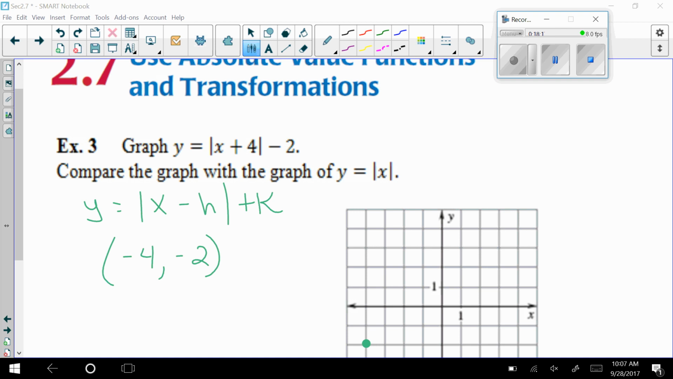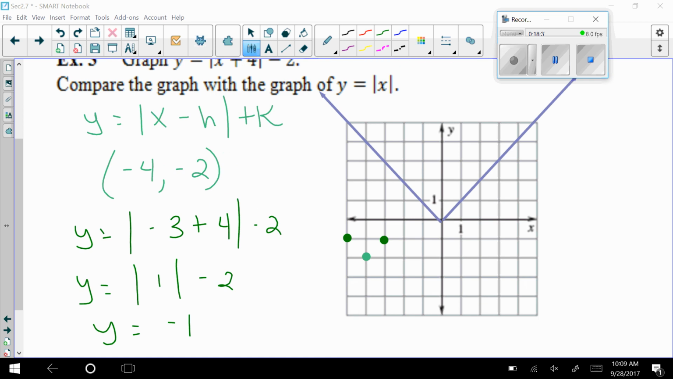In this function, I don't have an a, so it's just a vertical and horizontal shift. It goes 2 units down and 4 units to the left. So I'm going to graph both my y equals the absolute value of x and y equals the absolute value of x plus 4 minus 2 graphs.